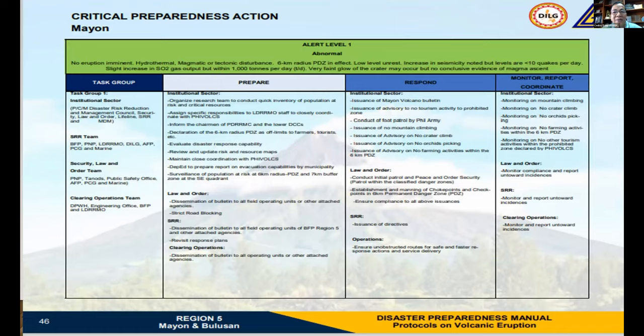Pero meron tayo ditong decision making in terms of issuance or declaration by PHIVOLCS under alert level status. Kung anong status ng critical condition ng PHIVOLCS. Kasi sabi ng PHIVOLCS, abnormal, alarming, critical, imminent, and eruption in progress sa 1 to 5. Ngayon, ano ang trigger? Okay lang yan. Pag alert level 1, mahaba pa yan. Buwan pa yan. So, marami pa tayong magagawa. Mga review pa lang yan ng mga plans.